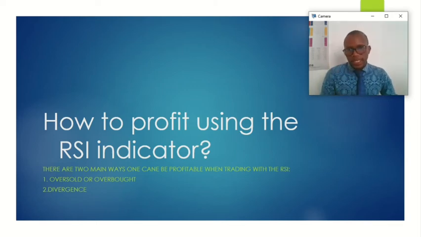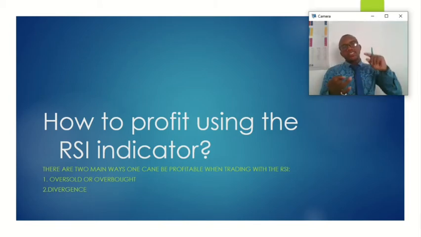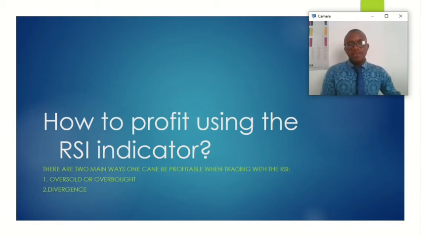So the question stands, how to profit using the RSI? There are two main ways one can be profitable when trading with the RSI. The first one is the overbought and the oversold. Then the second one is the divergence. There is a bullish divergence and a bearish divergence.